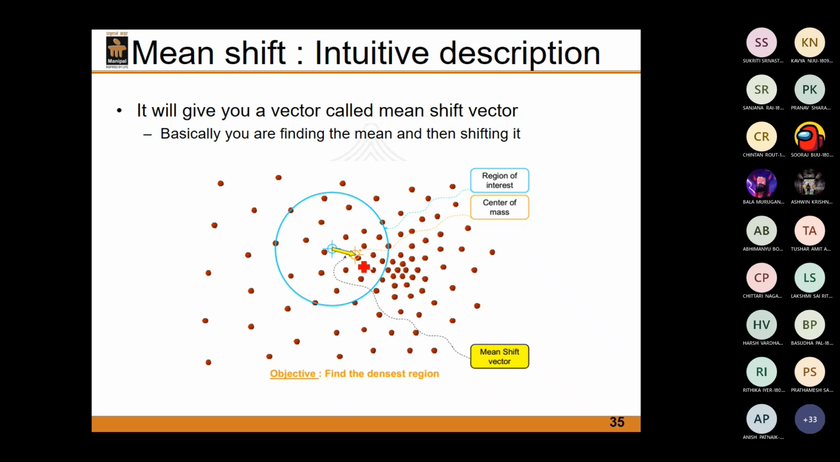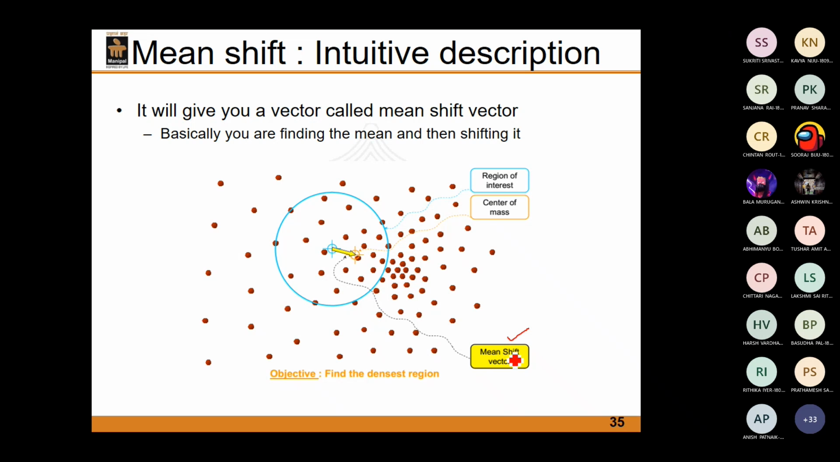Like that we can keep continuing. In this particular shift, we are shifting the centroid of the circular region of interest towards the center of mass, so that it moves towards the densest region. And this vector, which is formed between the center of mass and the center of the circular region of interest, can be called the mean shift vector.